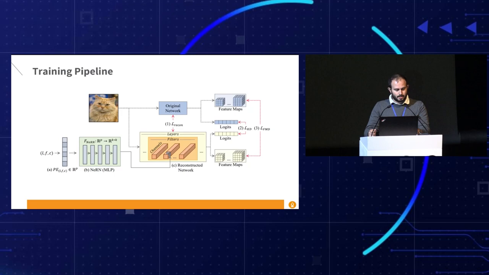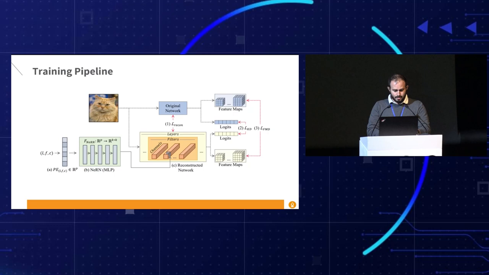The two other losses are inspired from the field of knowledge distillation. The key intuition for these losses lies in the fact that small modifications or perturbations to a network's weights can propagate errors and result in significant degradation in accuracy. So to mitigate this issue, we want NeRN to be aware of the activations in addition to the weights. So in every training iteration, we feed a random batch of images from the data set, pass it through the original and the reconstructed network, and then compare the logits and the feature maps of the two networks.